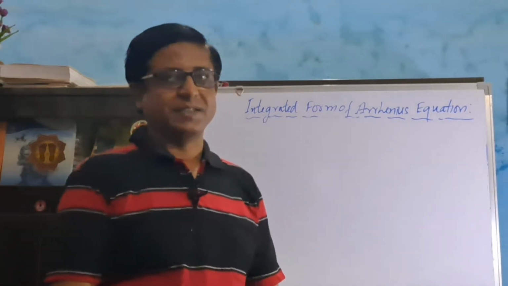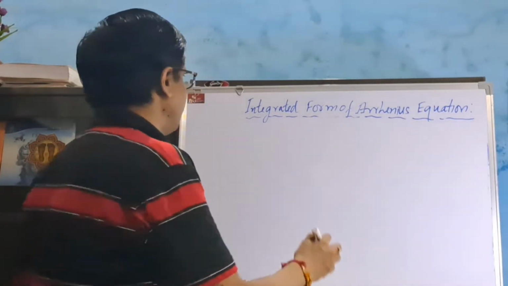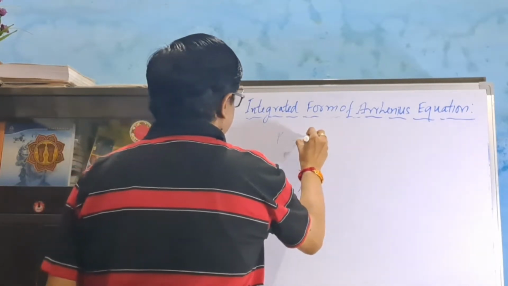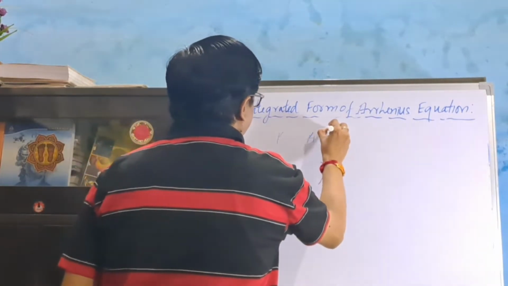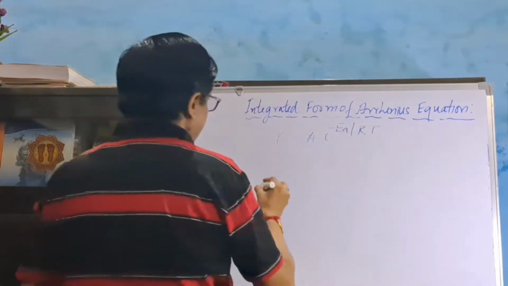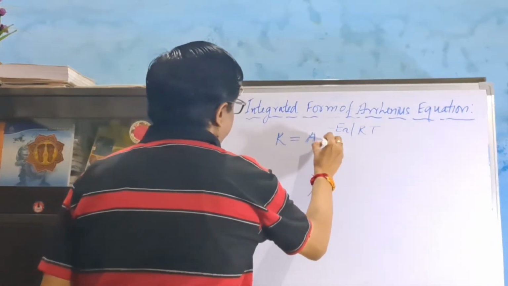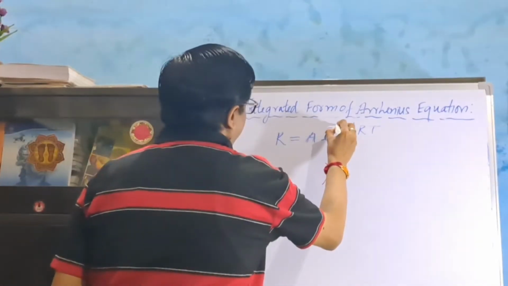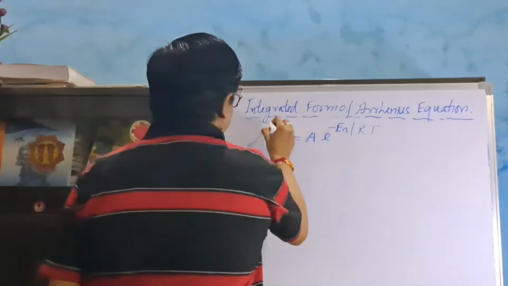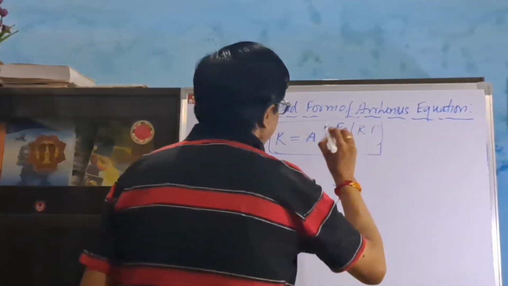Today I shall discuss more about Arrhenius equation. We have studied the Arrhenius equation: k is equal to A e to the power minus Ea upon RT. This equation is known as Arrhenius equation. Here k is rate constant, A is pre-exponential factor or frequency factor, Ea is activation energy of the reaction, and T is absolute temperature.